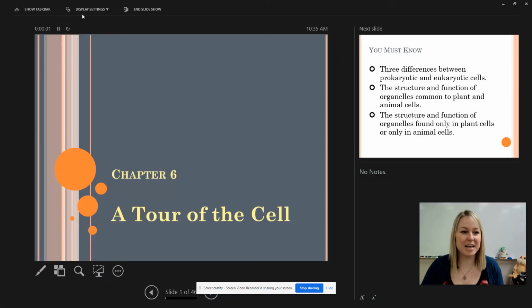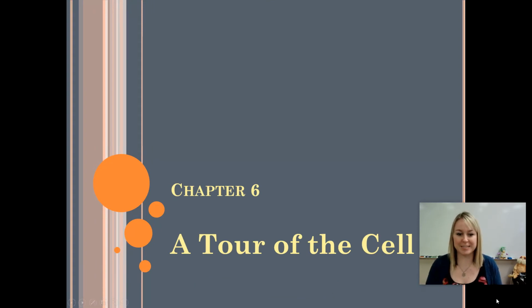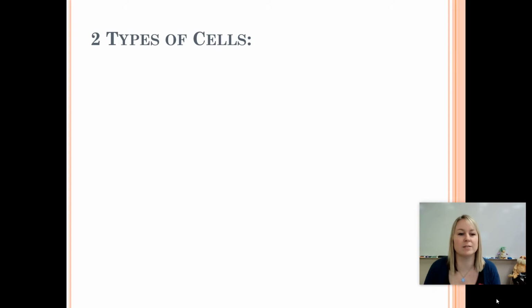Hello, you guys. This one is going to be on cells, a tour of the cell, chapter 6. Your must-knows for this chapter are the differences between prokaryotic and eukaryotic cells, structure and function of the organelles, the structures that are common to plants and the ones that are common to animals, and the organelles that are found only in plants and only in animal cells.